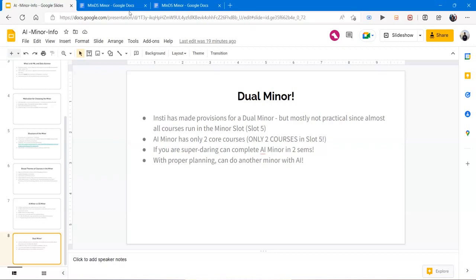That's the experience of a 2B40 from the MEMS department. Now let's hear the experience of a graduate from the CSE department. We have Rwitaban Goswami, who will also be talking about the DS minor.